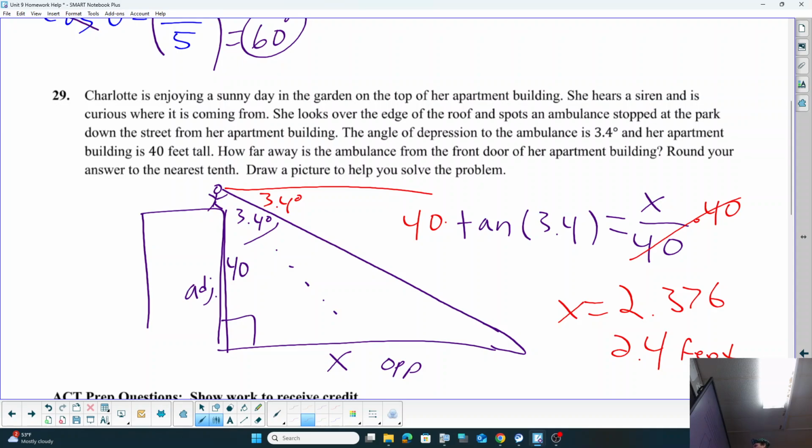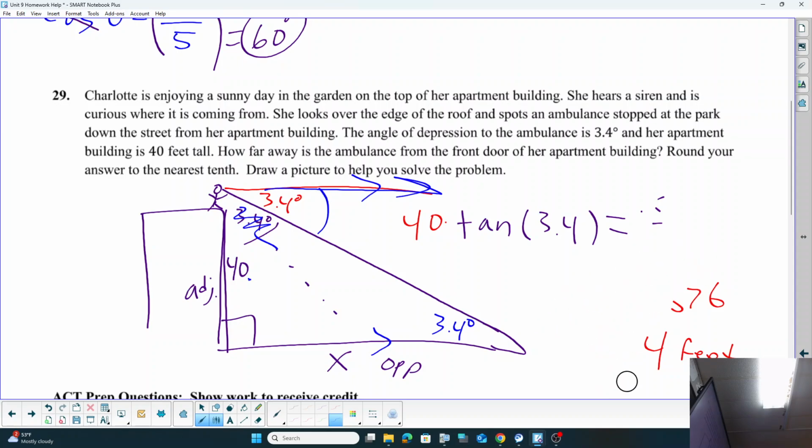Okay. So angle of depression is going down, but I think it's actually not this way at all. I think it's looking this way is our angle of depression. So it's looking across but also down. And then alternate interior angles are congruent because this is parallel to this. So that means that 3.4 would also be 3.4 down here. And then across from that angle would then be 40 over x. So this is actually going to switch. So it's going to be 40 over x is what we're looking at, I think.